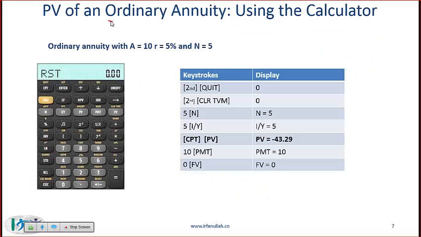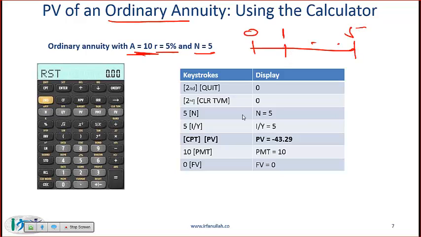Present value of an ordinary annuity. There is a formula for this, but I want you to use the calculator. So if this is the information given, this is the payments, 5%, N is 5. With an ordinary annuity, if this is time 0, the first payment is happening at the end of period 1, and so on all the way till the end of period 5. Here is what you plug in.